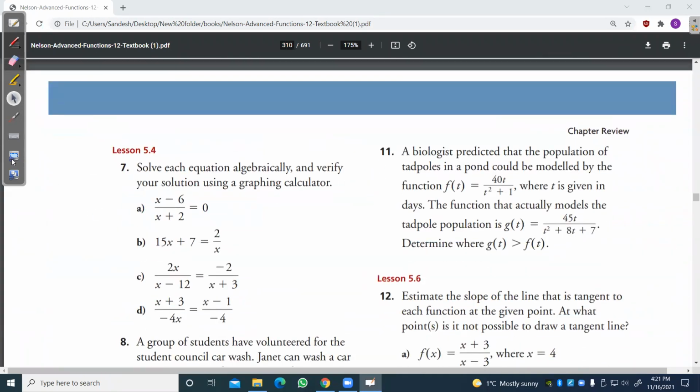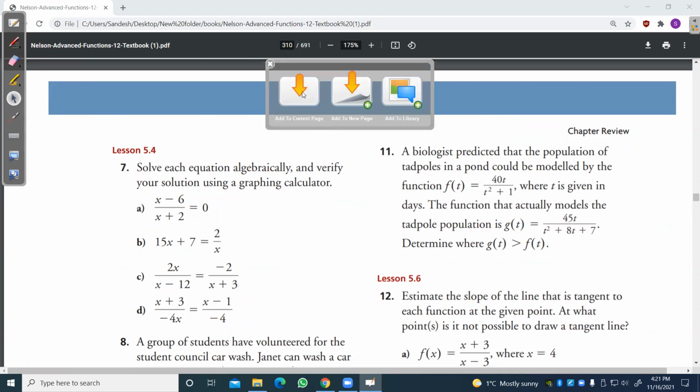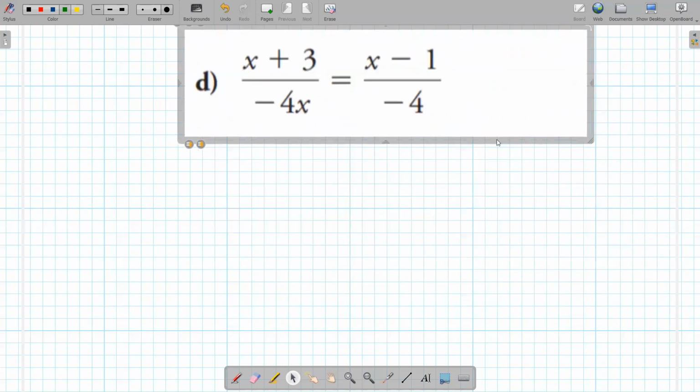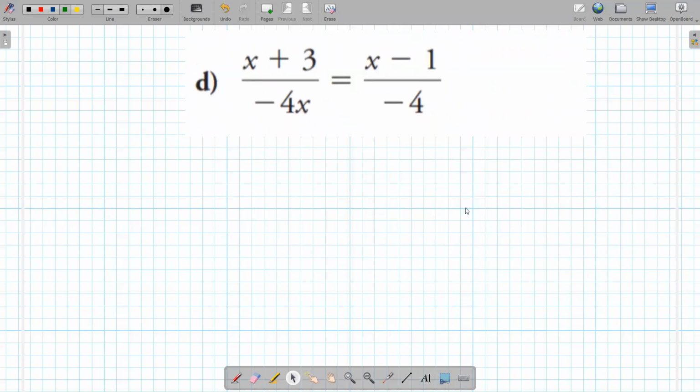Let's try doing some more. I guess we could do this one. So this one just says solve for x. And now this is not an inequality, it's just an equation. Yeah. So what do we do here?